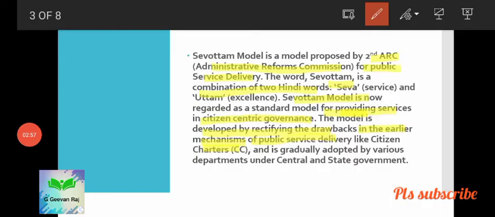And the main aim of Sevottam model is to provide citizen-centric governance. In other words, it aims to give good governance. And the word Sevottam comes from Seva and Uttam. Seva means service and Uttam means excellence. So, Sevottam as a whole means excellent service.